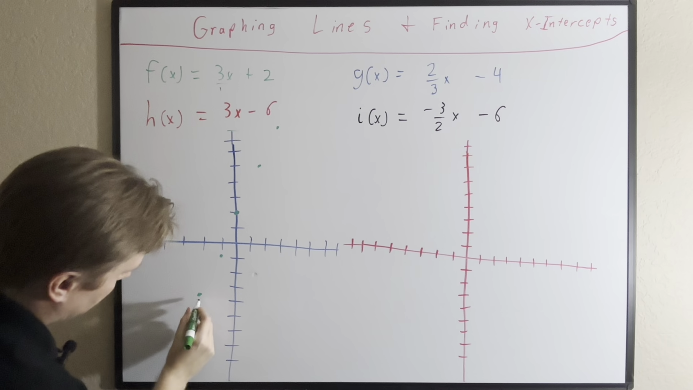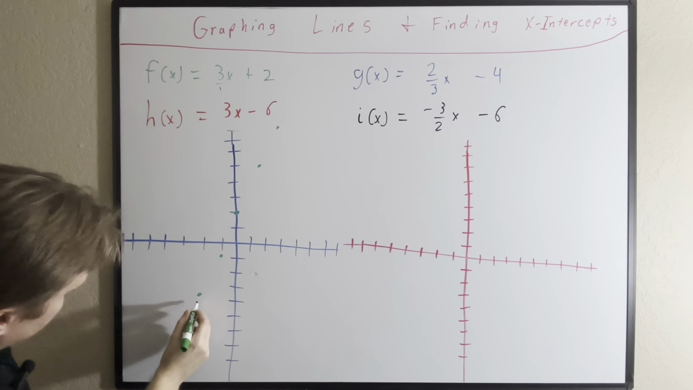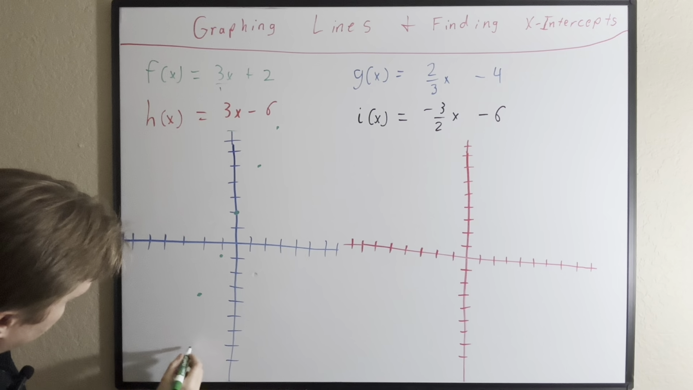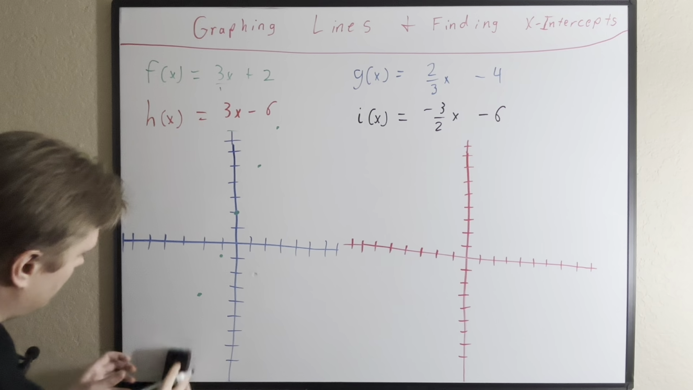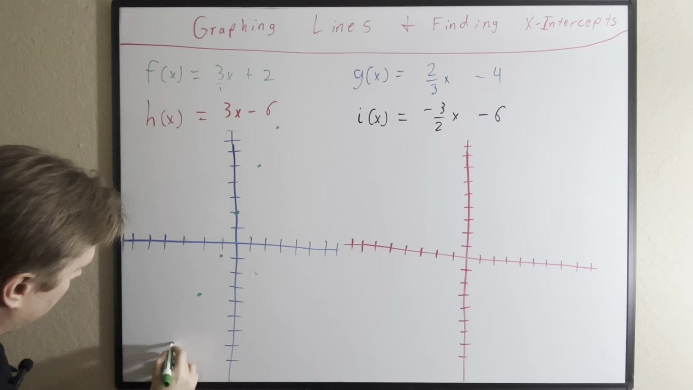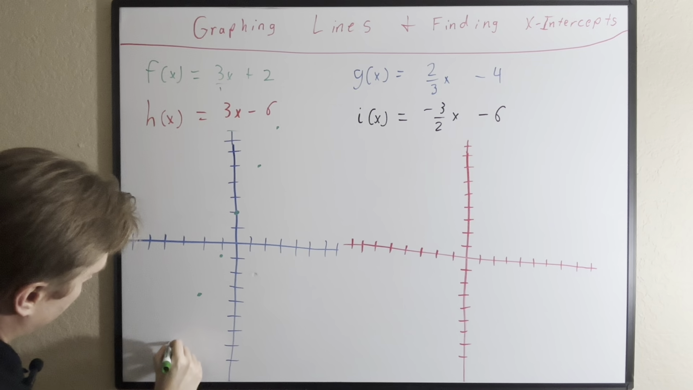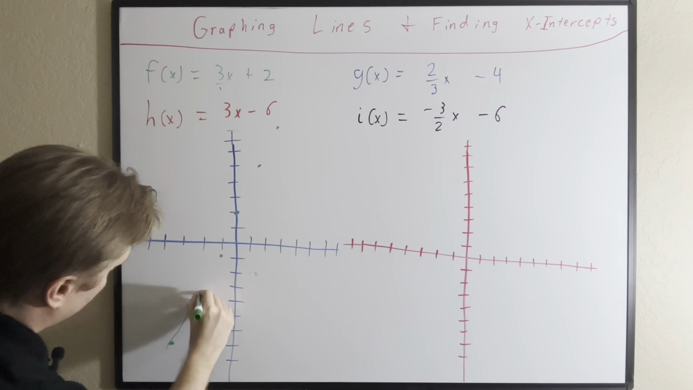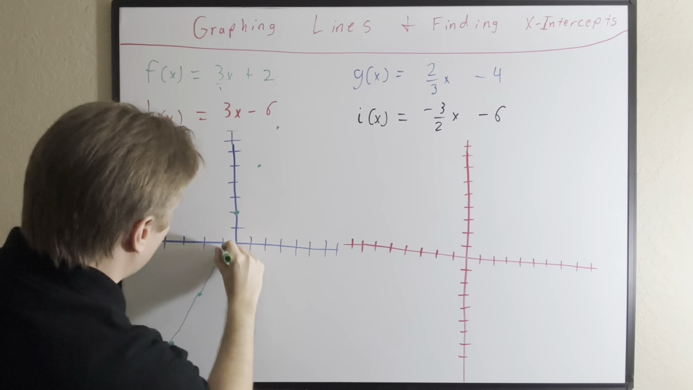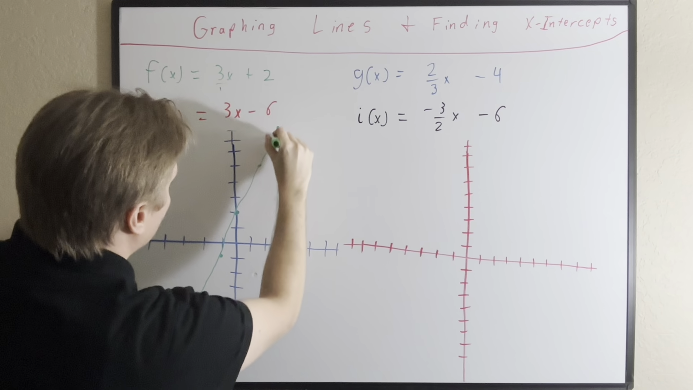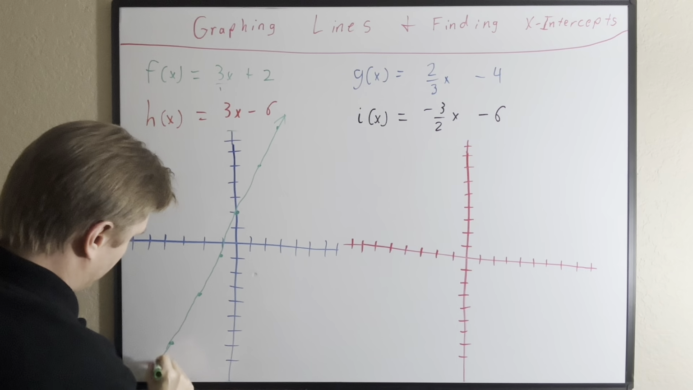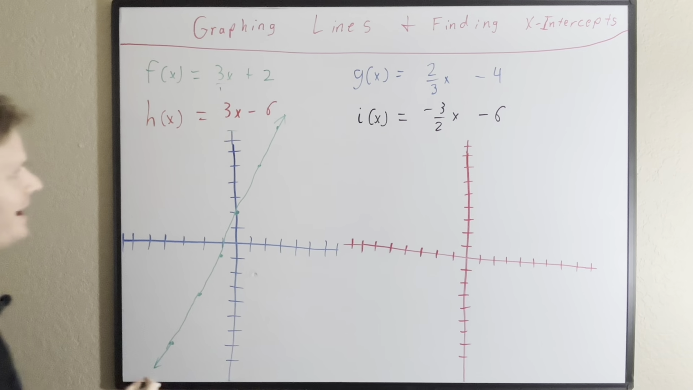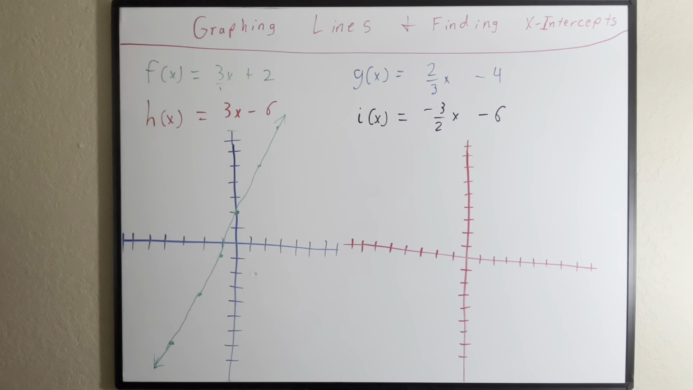All right. Right about there, maybe? Yeah, maybe a little to the left here. There we go. As always, my drawing is perfection. So there's our green line. That didn't take very long, did it?